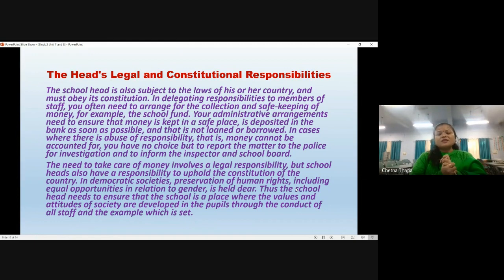If he wants his students to have certain values and attitudes developed, then these values and attitudes should be there in the staff, and the staff should be an example to the pupils, because values are never taught, they are always caught. It's when the pupils see you with those values in you that they will be able to relate to it. They will be able to develop those values among themselves.